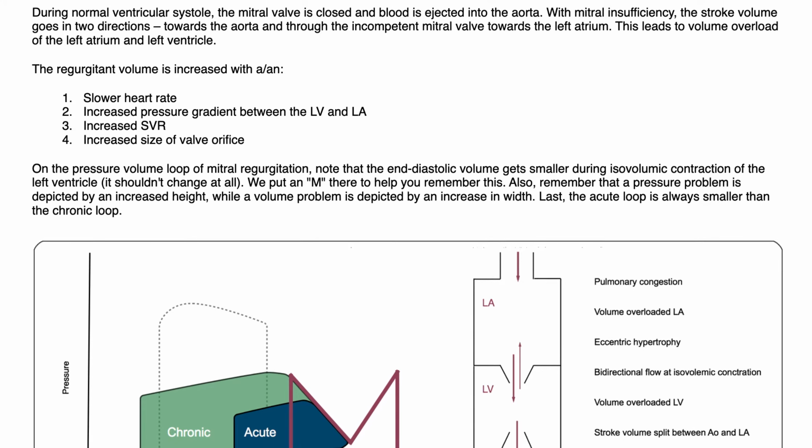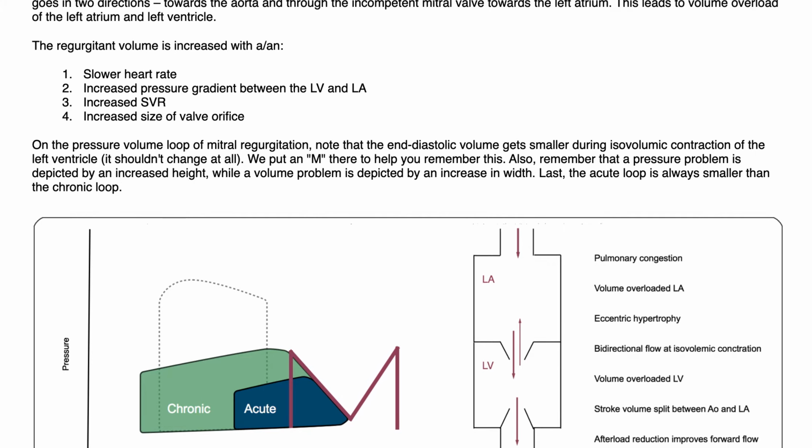The regurgitant volume is increased with a slower heart rate, increased pressure gradient between the left ventricle and left atrium, increased systemic vascular resistance, and increased size of the valve orifice.